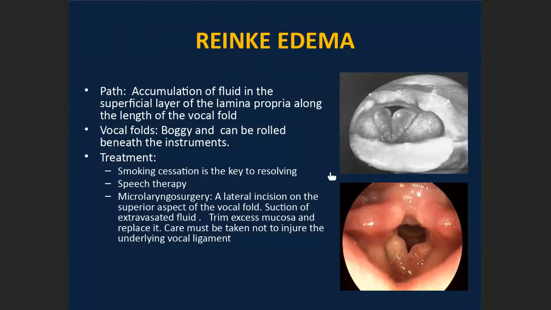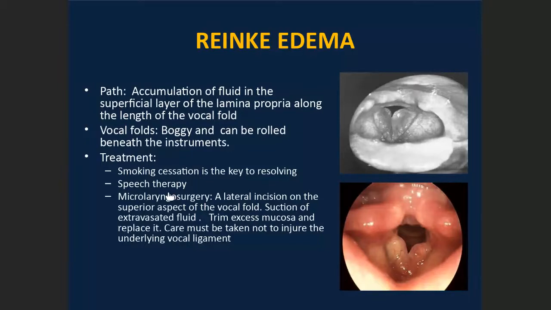The vocal fold will be boggy and can be rolled beneath the instrument. So you can see that you can roll it out because it's an accumulation of fluid. It can go anywhere.